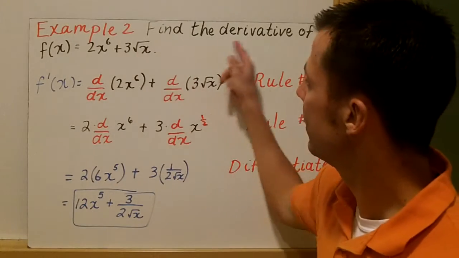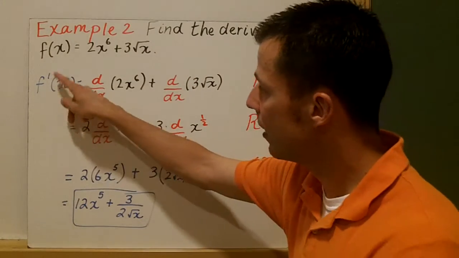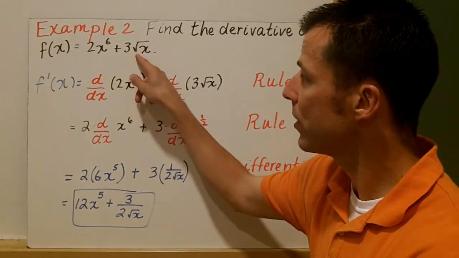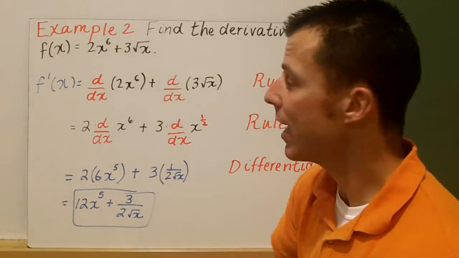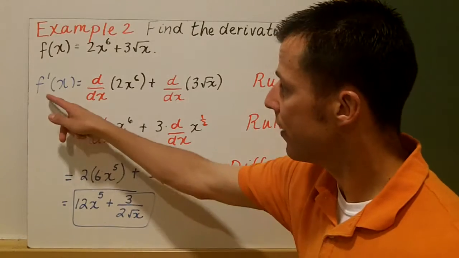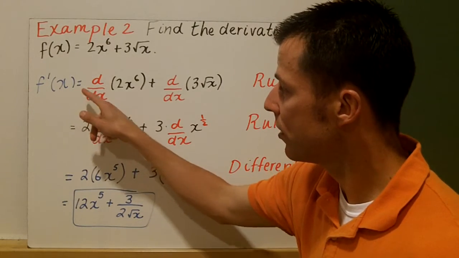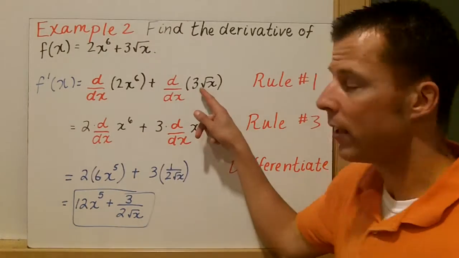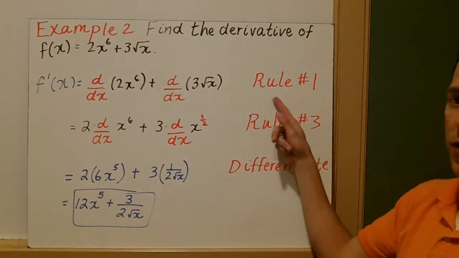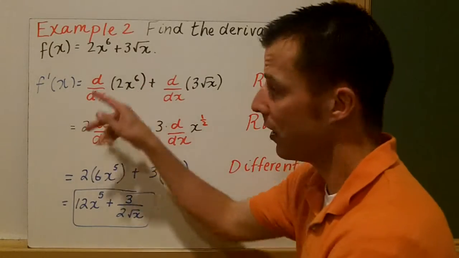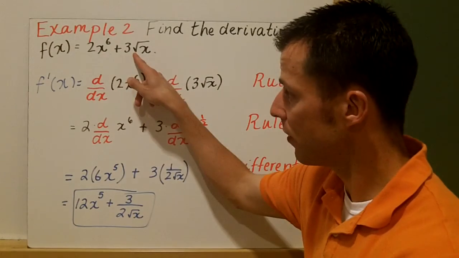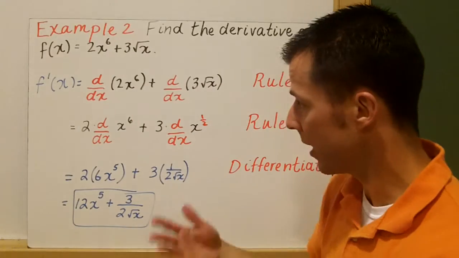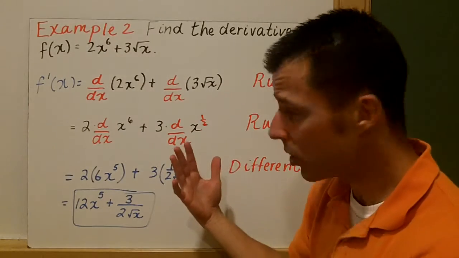Example 2, we're going to find the derivative of f of x equals 2x to the 6 plus 3 square root x. So here's the idea. We're going to take this derivative, f prime of x equals the derivative of the first function plus the derivative of the second one. That was the first rule on the previous page. So look at that. This is one function, this is one function. Take the derivative separately. It makes it much easier to look at. So let's go ahead and do that.